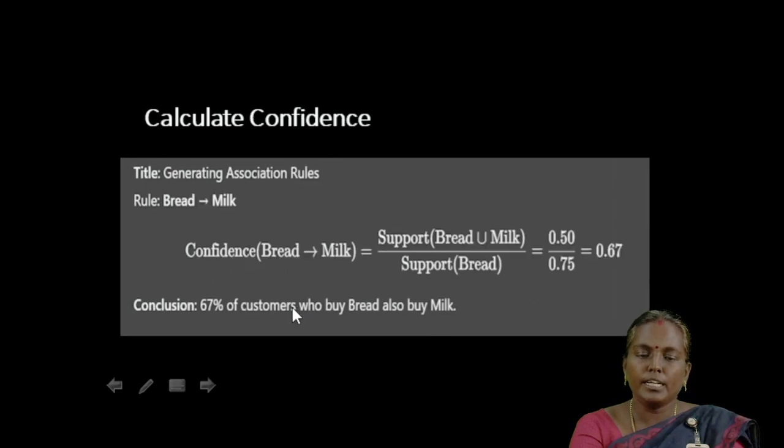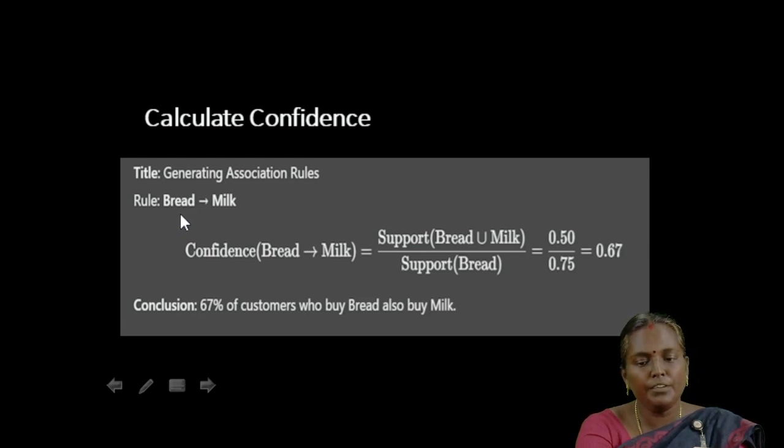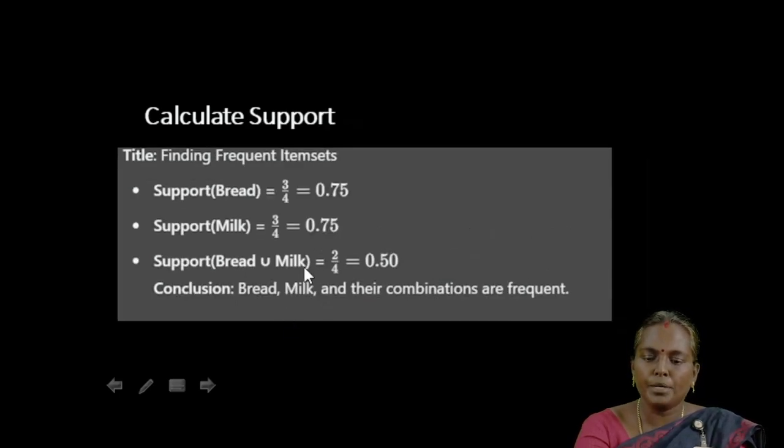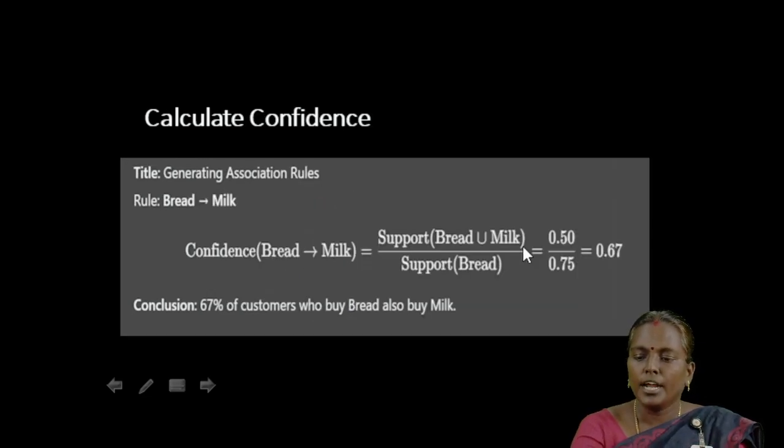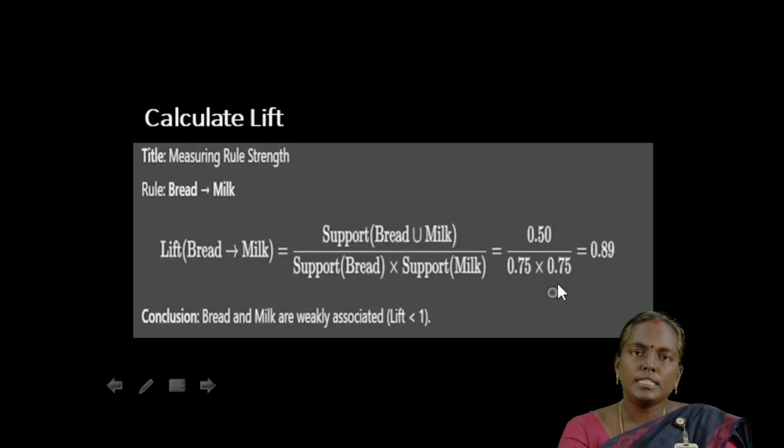Next we have to go for the calculation of rules using the confidence. Here I am generating the rule. What will happen if a customer buys bread, whether he will buy milk or not. This is a simple rule, and the calculation becomes confidence of bread tends to milk will be equal to the support count of bread with milk divided by the support count of bread. Already in the previous slide we have calculated the support count of bread with milk and the support count of bread. These are taken into consideration, and the value becomes 0.5 divided by 0.75, which will be equal to 0.67.